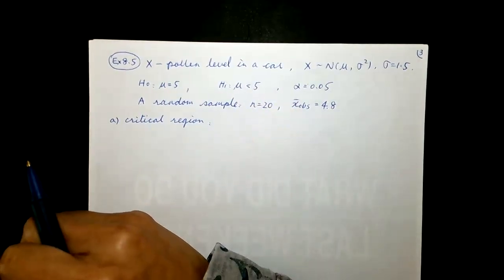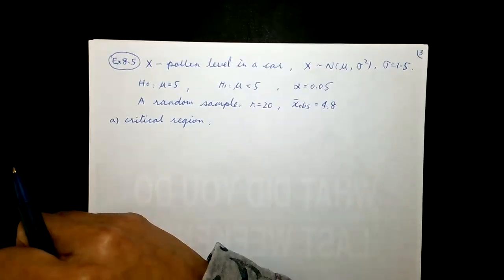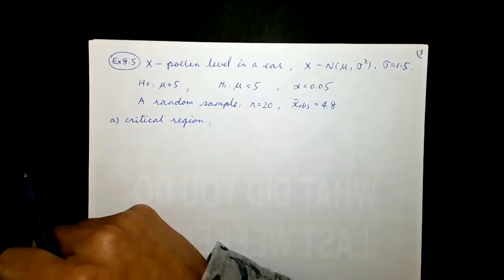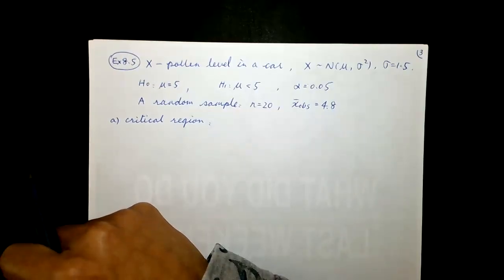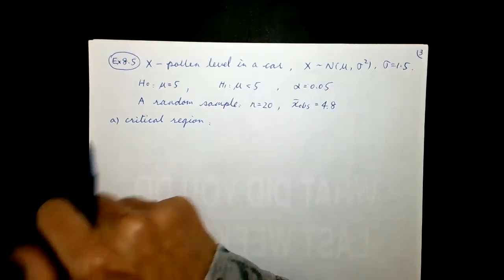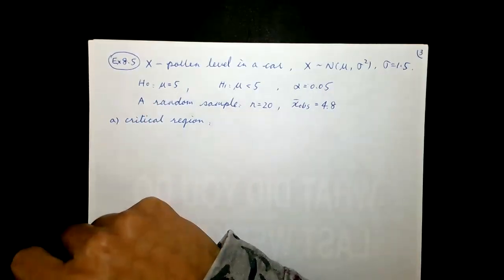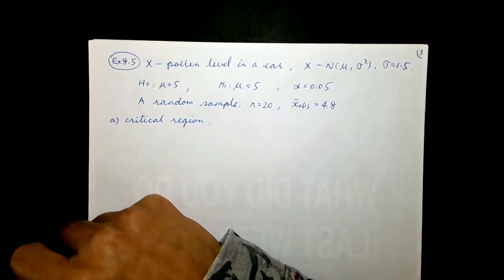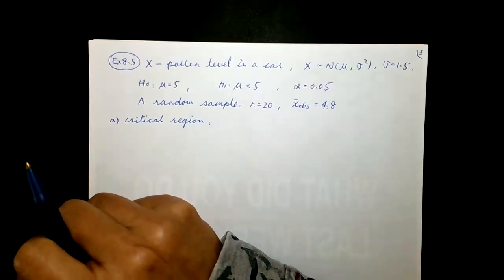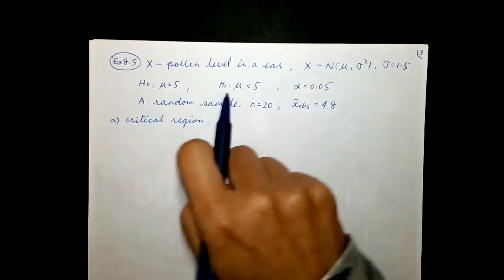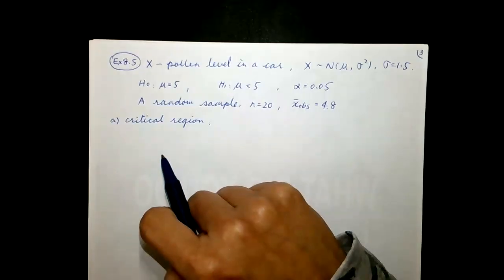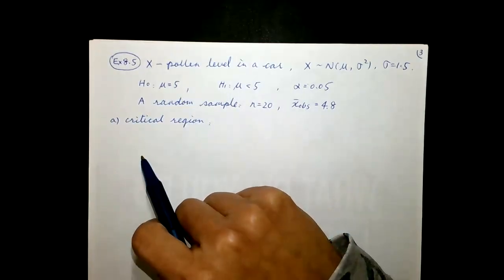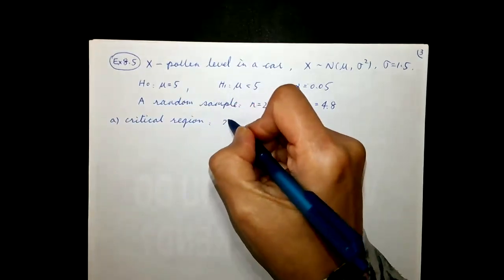Critical region is a method that if your sample mean does not support H0, then you reject H0. What kind of sample mean would not support mu is 5? Again, if it does not support mu equals 5, it would support mu is less than 5. So complementary.